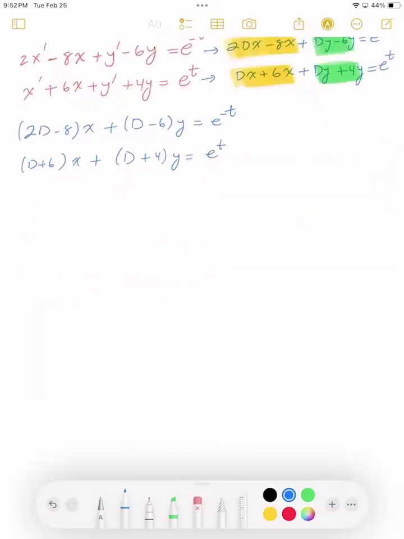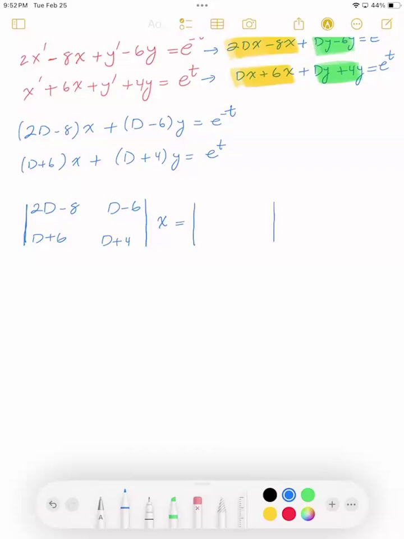Then, to solve for x, we are going to create a determinant and apply Cramer's rule. The coefficient of x is 2D minus 8. The coefficient of x is D plus 6. The coefficient of y is D minus 6. The coefficient of y is D plus 4. We form a determinant, and then we put x equals to, then we create another determinant here.